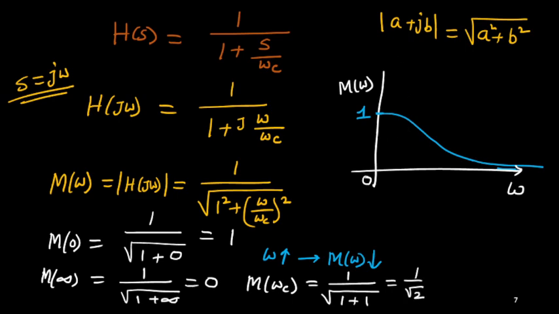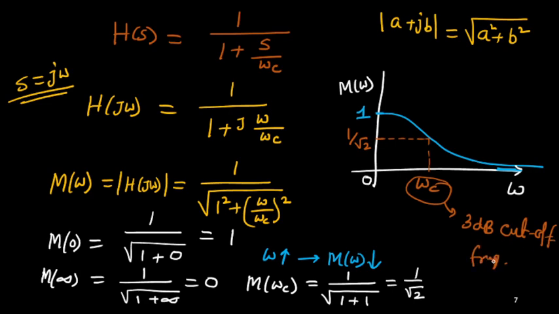So this is the point omega c, where magnitude will become 1 over square root 2. That's why this is called the 3 dB cutoff frequency. Okay. So a simple RC filter will work as a low pass filter and the cutoff frequency will be 1 over RC. So we'll conclude this, then we'll go for some higher one.